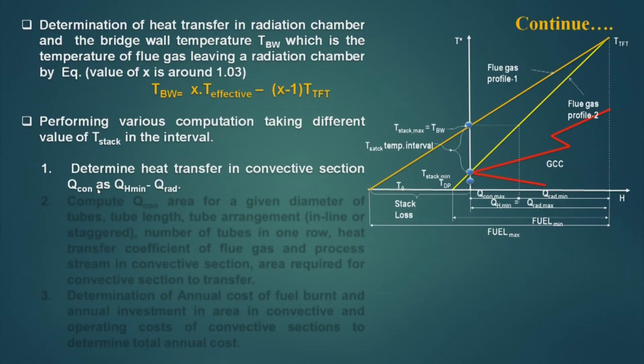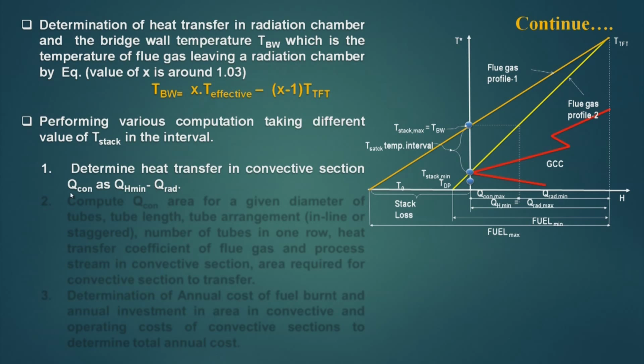So, what we have to do is determine the heat transfer in the convection section. If I know the TBW, this is the point, I know TFT, this is the value, and this is the Q radiation. If I know this angle, I can find out this Q radiation amount, or this is the gap between this point and this point. So, I know Q radiation, I know QH minimum from the GCC.